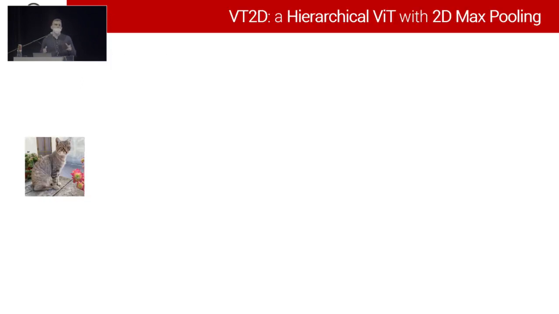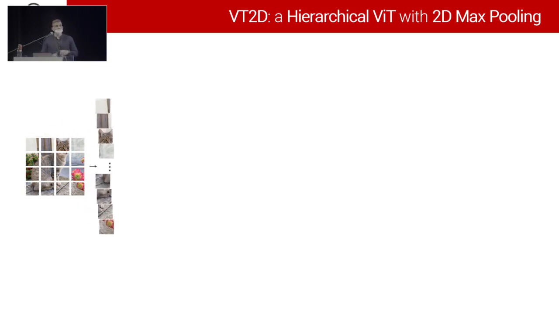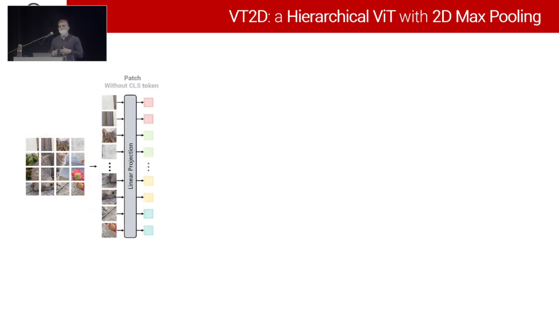We start from the input image. As in the original approach, in the original ViT, we divide the input image into square patches. The patches are then linearly projected to the dimensionality of the model, the embedding size, and we add a positional embedding. The difference with a traditional approach is that we do not add a classification token.